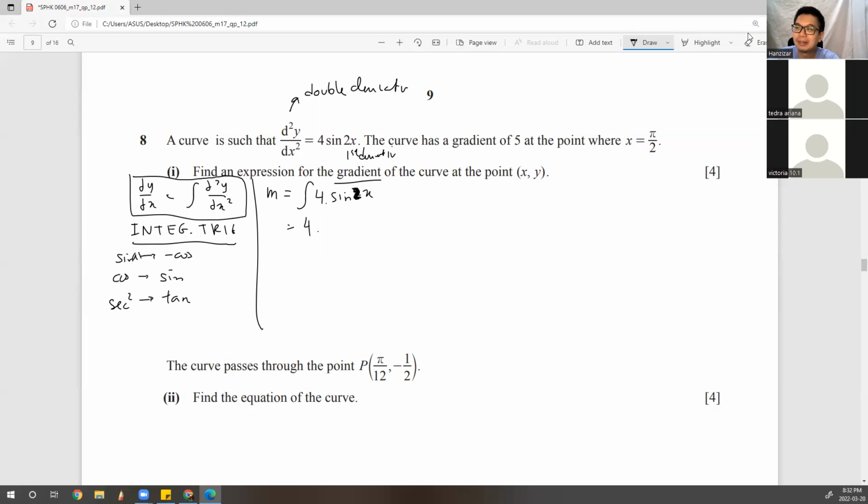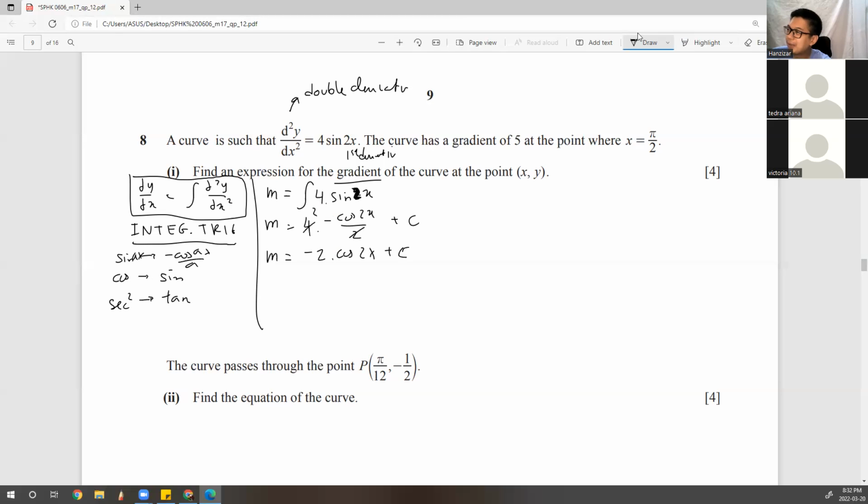Okay, integration of sin ax equals negative cos ax over a. Put the over thing, remember? And then sine becomes negative cos 2x over 2 plus c. Don't forget to add the c. So m equals, cross out, negative 1 half cos 2x plus c. Since we have the clue, we need to find the c. C is supposed to be found.